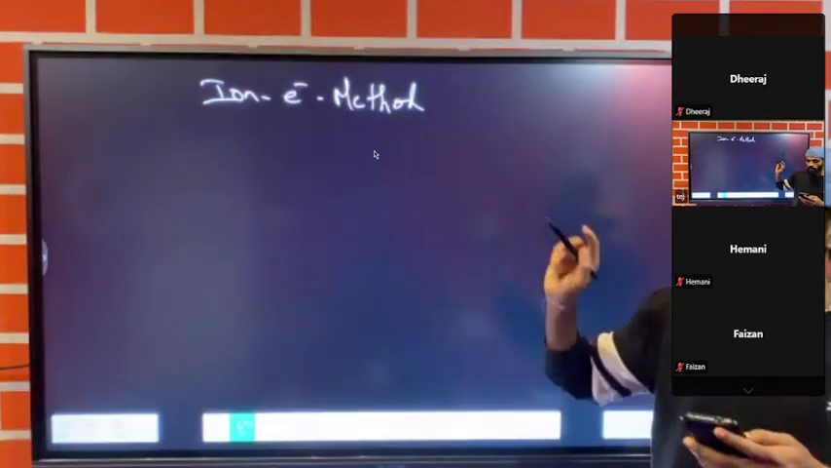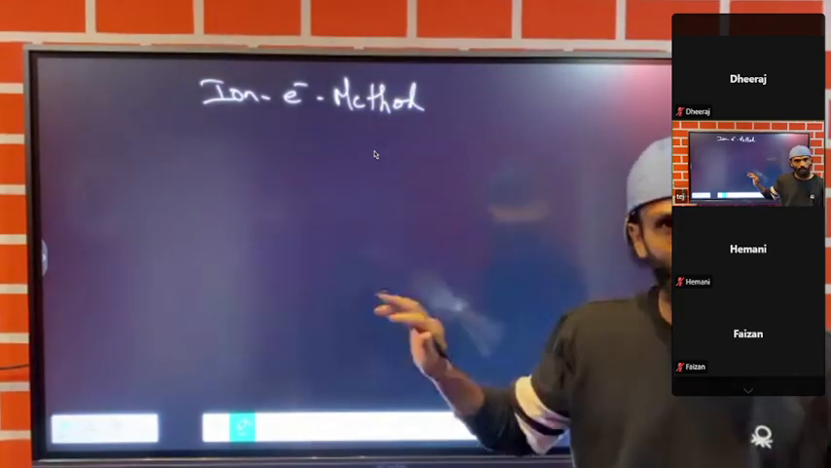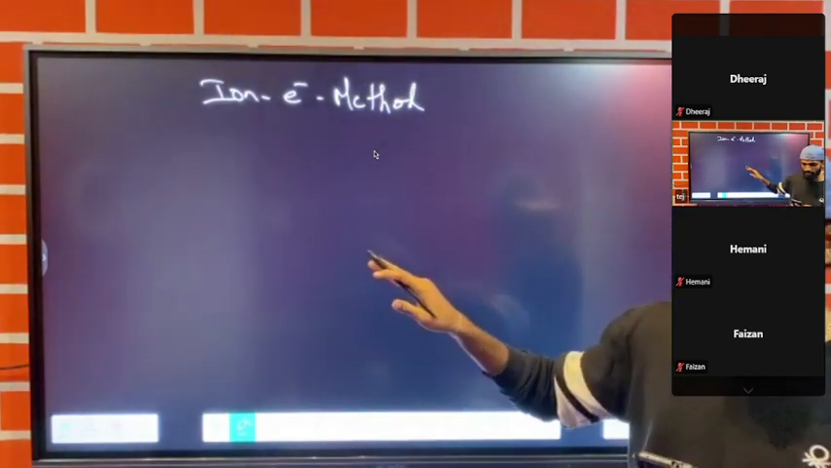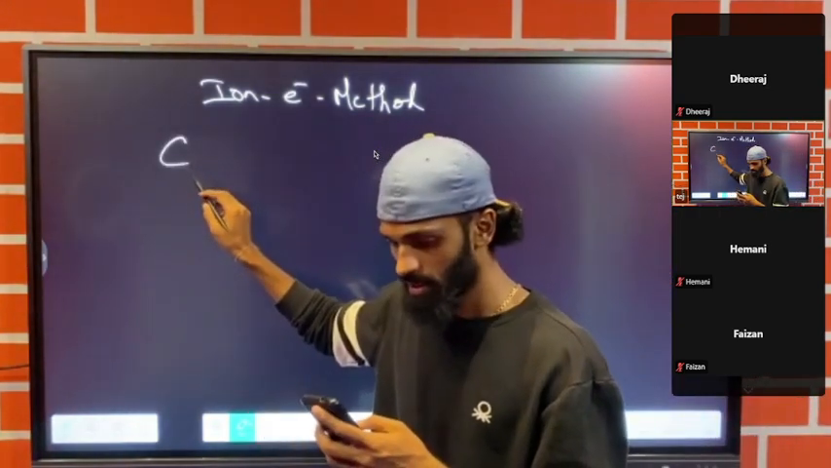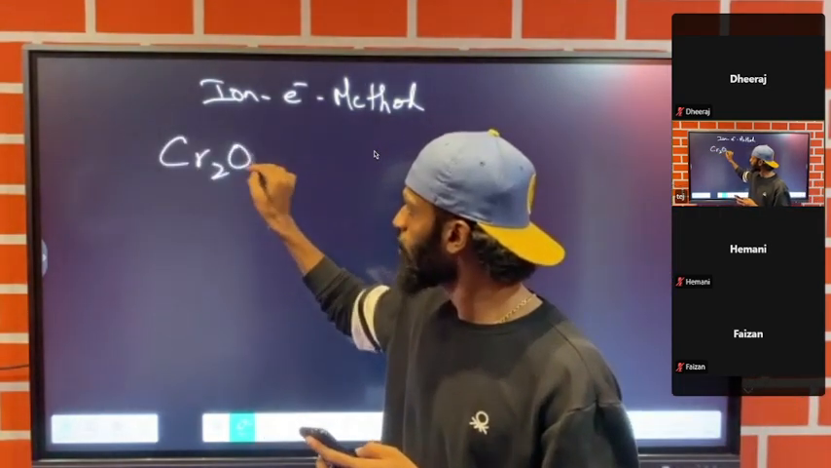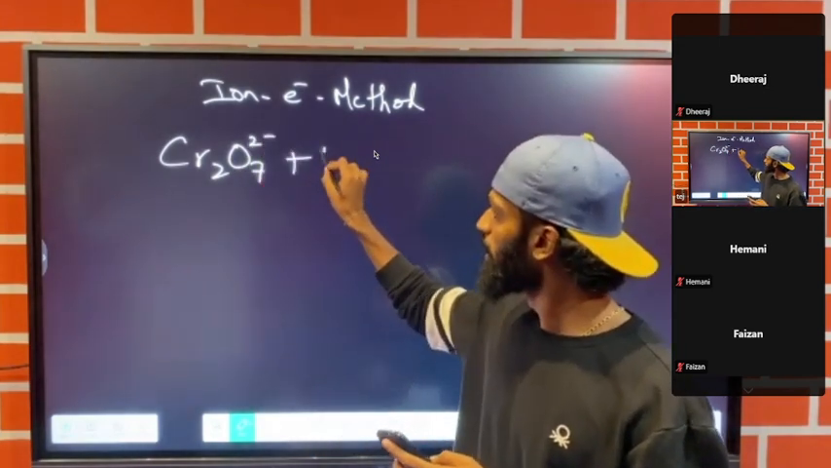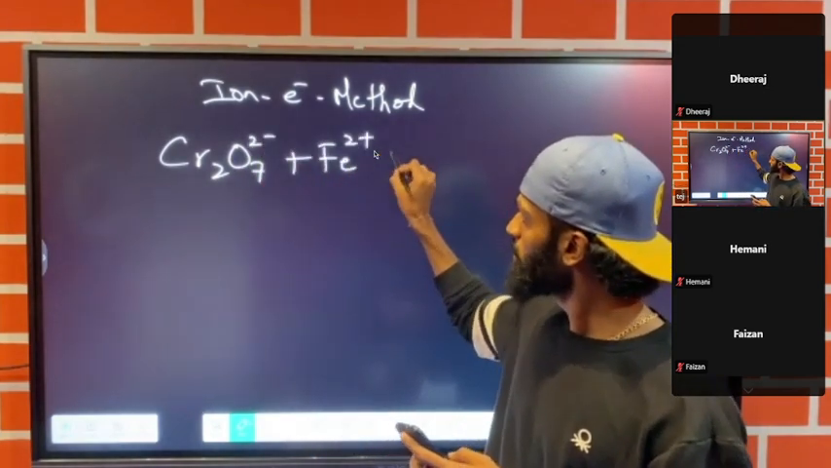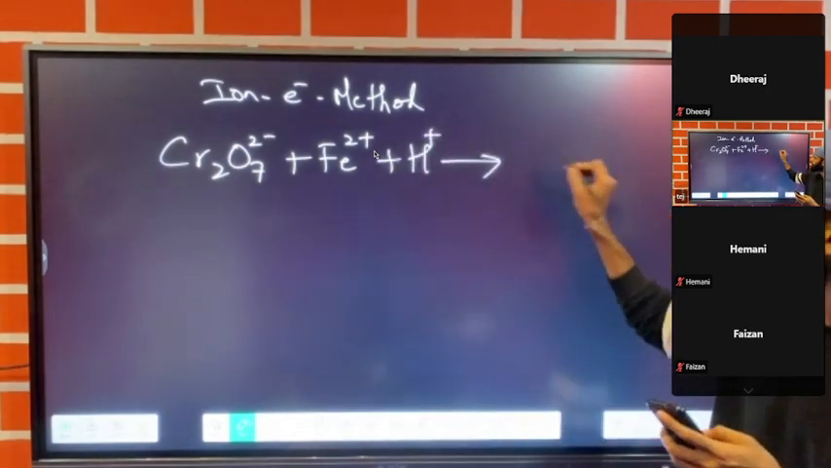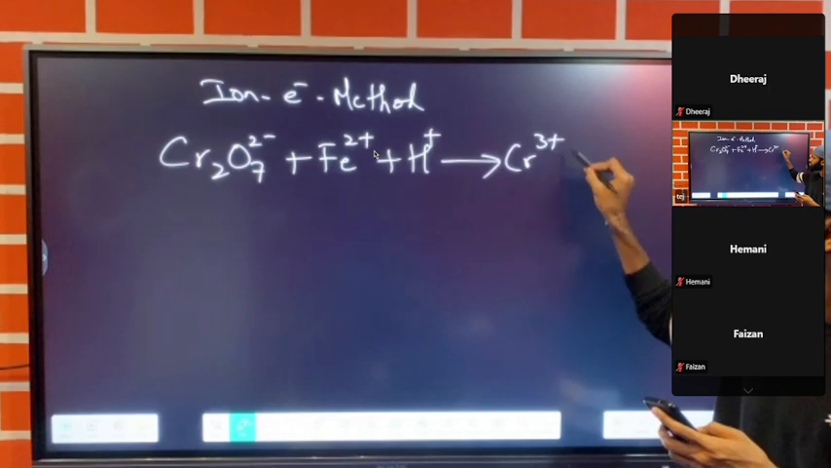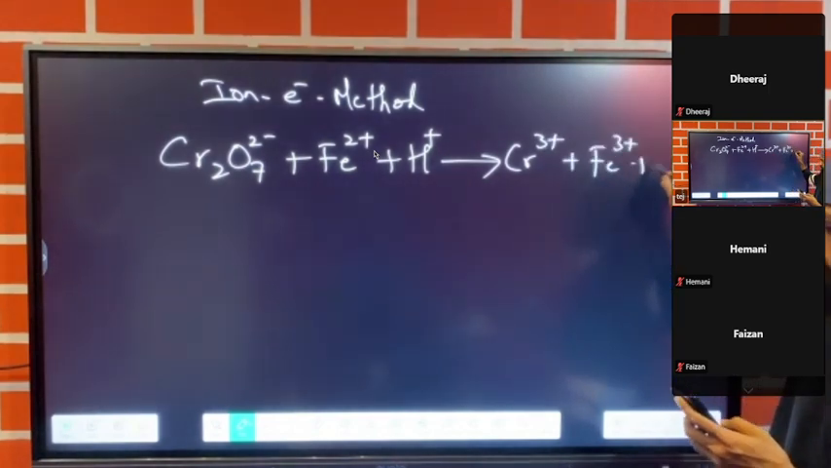Now the question goes like this. It is impossible to explain this concept without a question, so I'll start with the question directly. Practice this question itself. Most of the time, this only will be asked. The question goes like this: Cr2O7 2 minus plus Fe2 plus plus H plus gives you Cr3 plus, Fe3 plus and water.